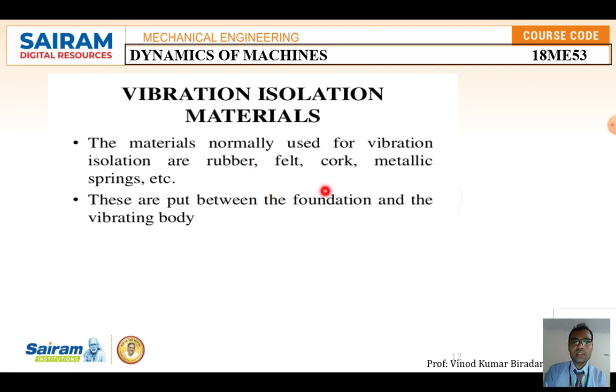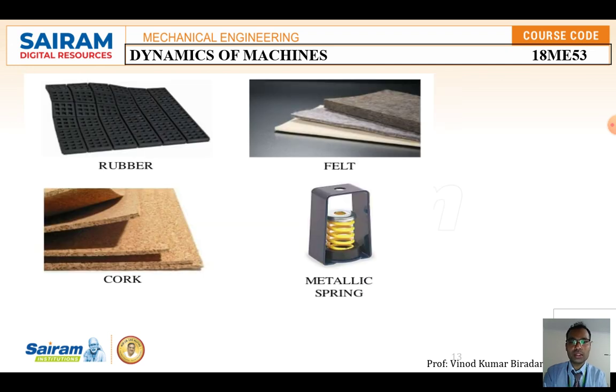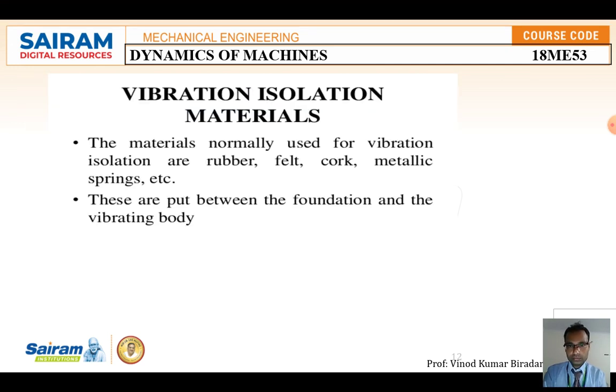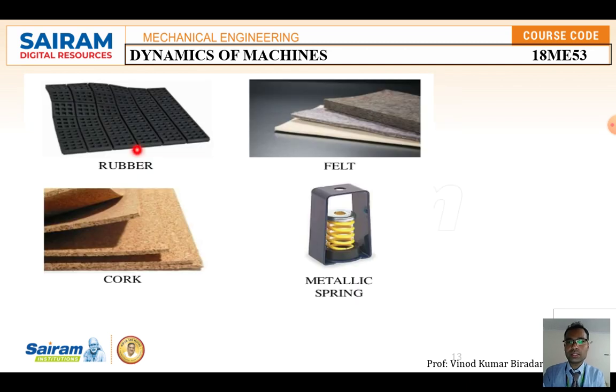They may ask you what you mean by vibration isolator and what materials you are going to use. At that time you have to write: vibration isolation is a method of reducing the undesirable vibration present in the machine component. You have to write examples: rubber, felt, cork, metallic spring, etc. These are the materials we are going to use for reducing vibration.